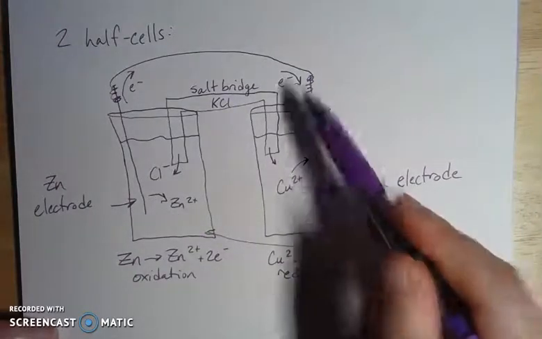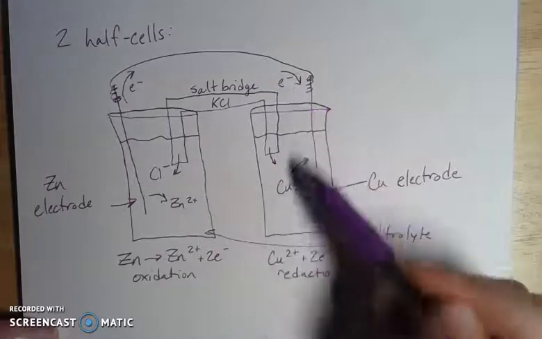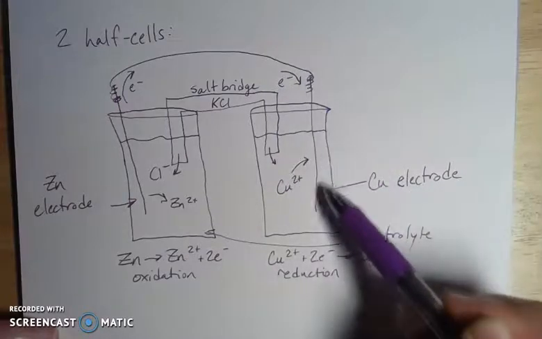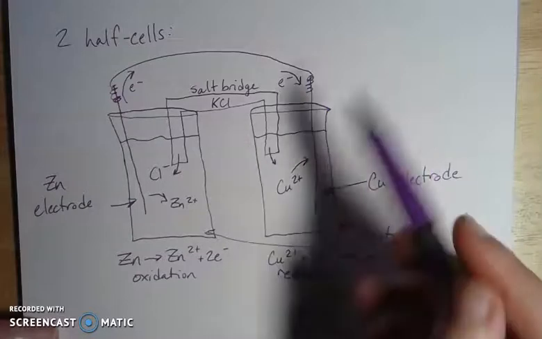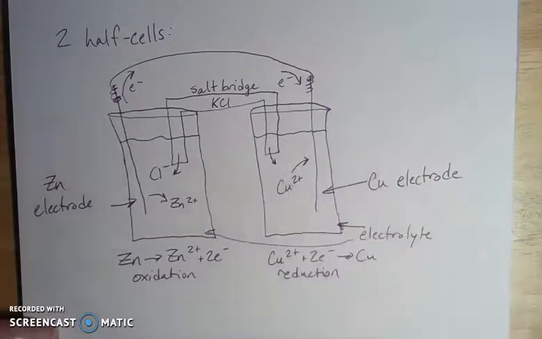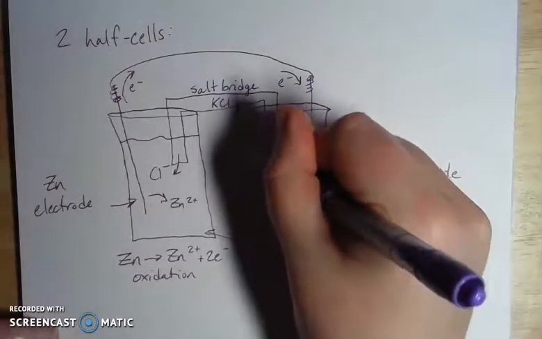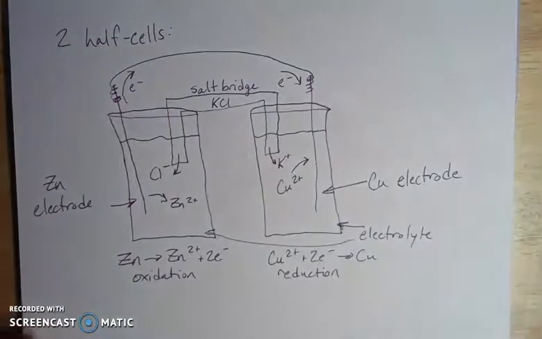As these copper ions gain these electrons, and we end up with copper metal on the electrode, then we have fewer positively charged ions in solution. We need to balance out those charges by pulling that positively charged cation from the salt bridge. So this is all occurring kind of simultaneously.